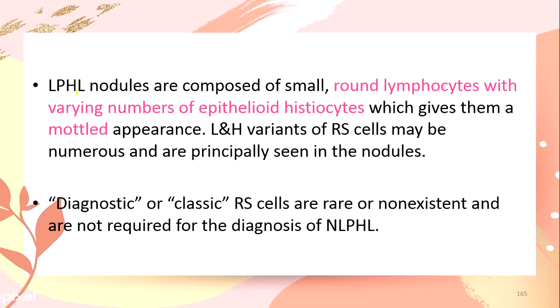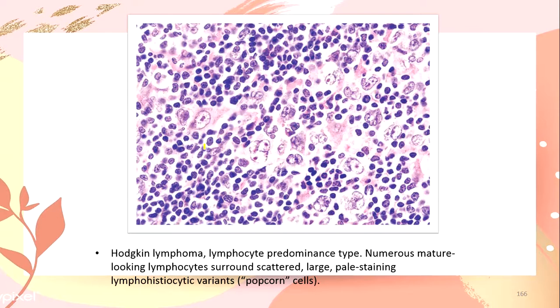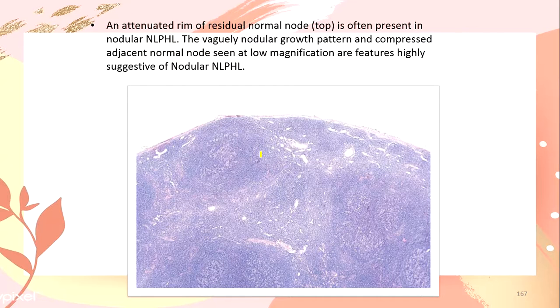The nodules in lymphocyte predominant Hodgkin lymphoma are composed of round lymphocytes with varying numbers of epithelioid histiocytes, which give them a mottled appearance. Mature appearing lymphocytes are present in the background and you can appreciate the popcorn cells. And this is the gross picture of the lymph node, and you can appreciate the residual normal node present at the periphery.